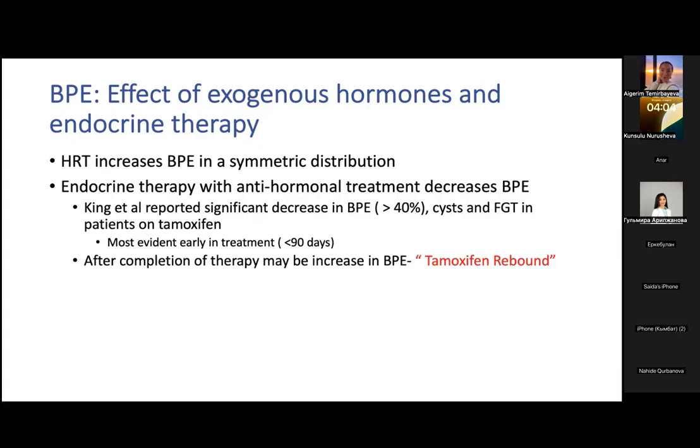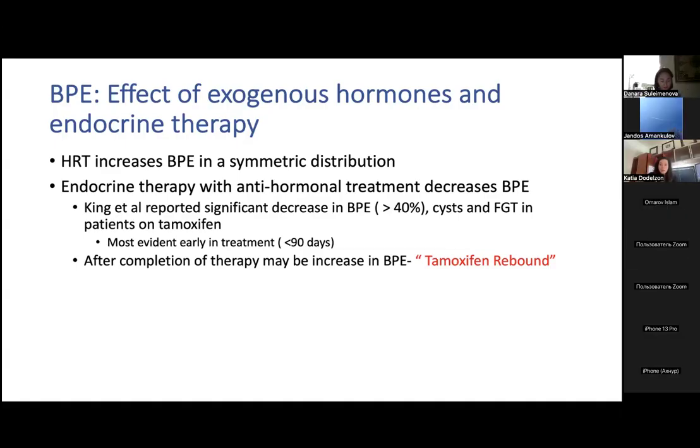Things to consider as you're also interpreting background parenchymal enhancement, and that is the effect, because we know it's hormonally mediated, as I just touched on previously. So if somebody is on hormone replacement therapy, your background parenchymal enhancement is going to increase, but it's going to increase in a symmetric distribution. So that should be reassuring. It shouldn't be a challenge in interpretation because it should be symmetric.